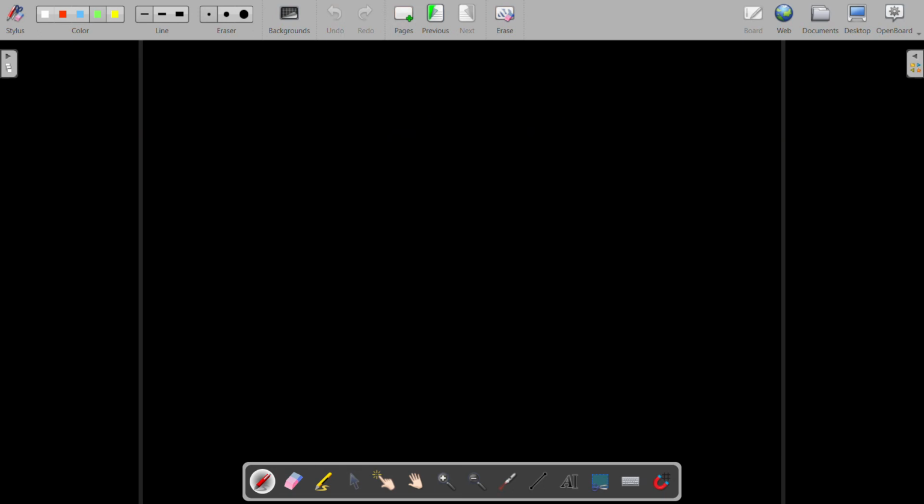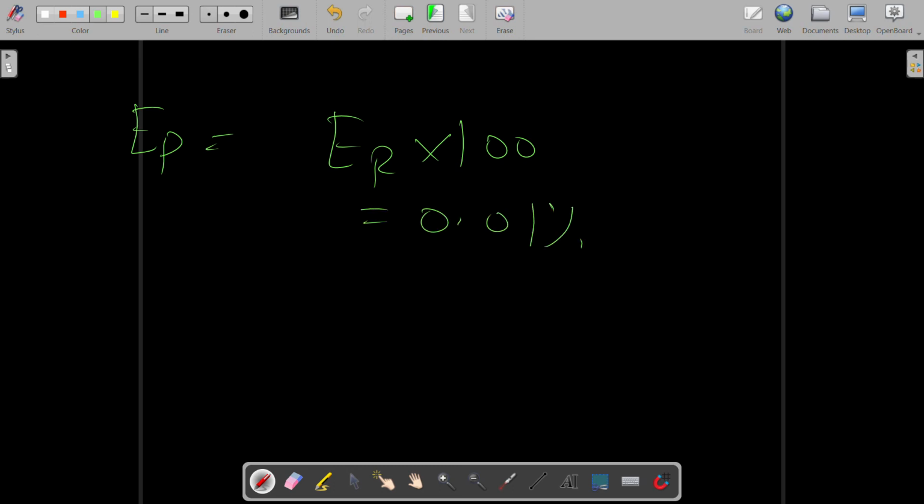Again, the percentage error, which is denoted by e^r, we just have to multiply by 100. I'm just simplifying this. For percentage error, I'm writing e^r into 100. So this will become equal to 0.1%. Check your calculators, you'll find the value.